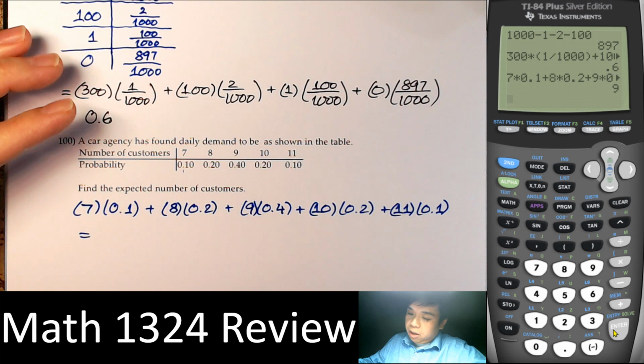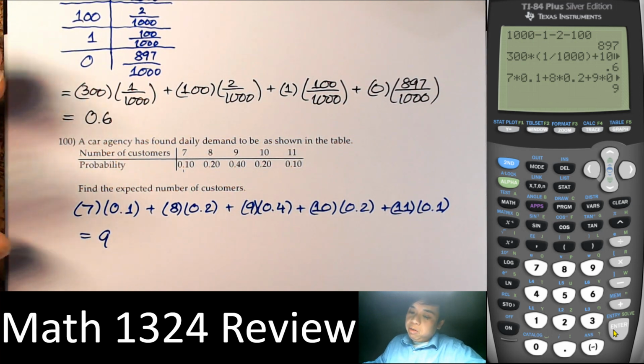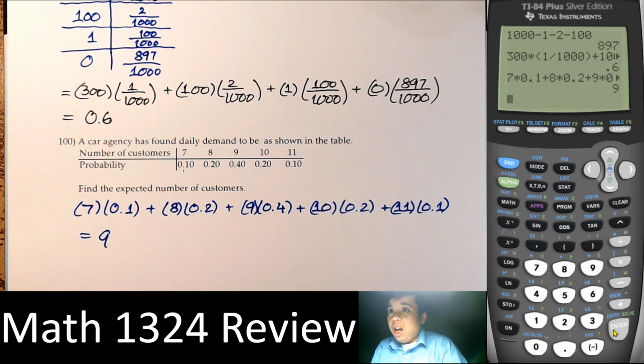So that is 9. So the expected number of customers is 9. So on average, 9 people will show up. Of course, but that's just expected. In the long run, we could expect that. But on a particular day, we could have any of this. So yeah, we should have this part on the test as well.